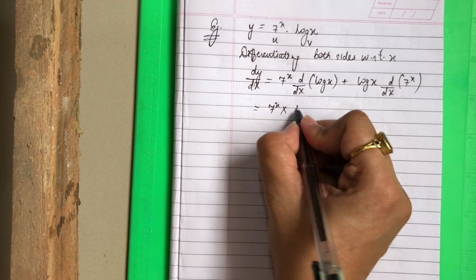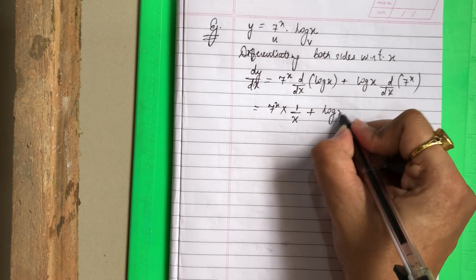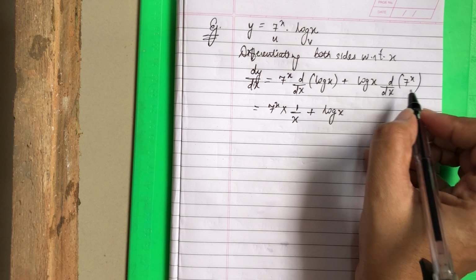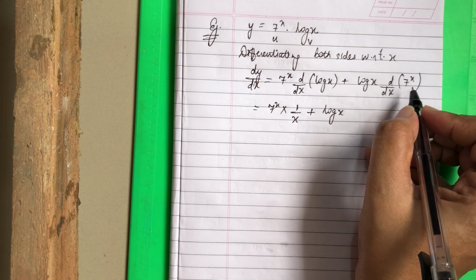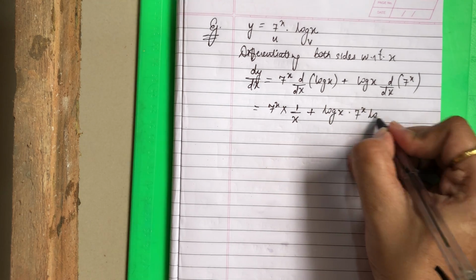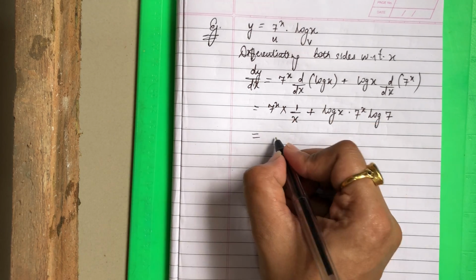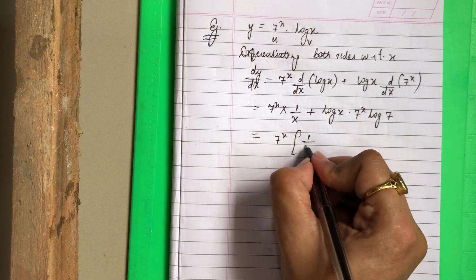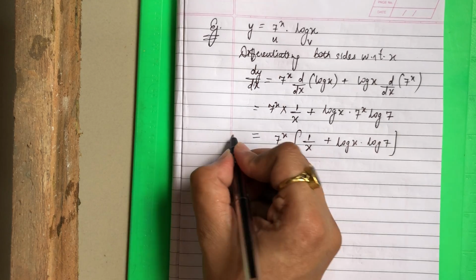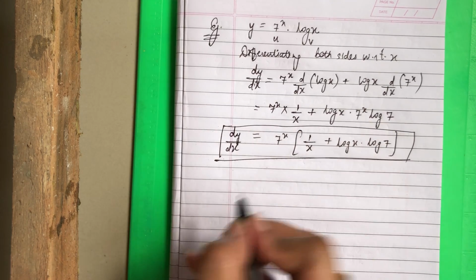The derivative of log x is 1 upon x, plus log x d by dx of 7 raised to the power x. Which formula are we going to use here? The a raised to the power x formula, that is a raised to the power x log a. So that gives you 7 raised to the power x log of 7. So the result is 7 raised to the power x, we can take out common, 1 upon x plus log x into log 7. That is the value of dy by dx.